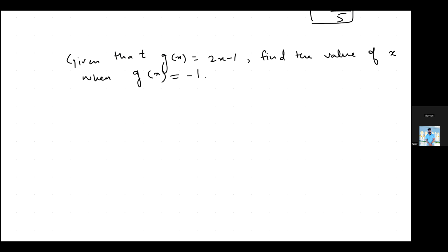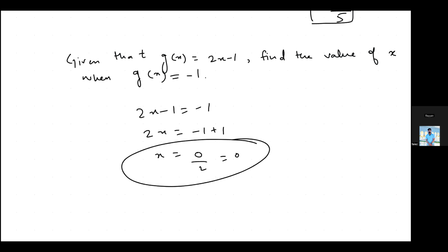I got x equals 0. You got x equals 0? Yeah. Let me check if you get x equals 0 or not. 2x minus 1 is equal to minus 1. 2x is equal to this, and x equals 0 over 2, which is 0. Yes, that's correct.